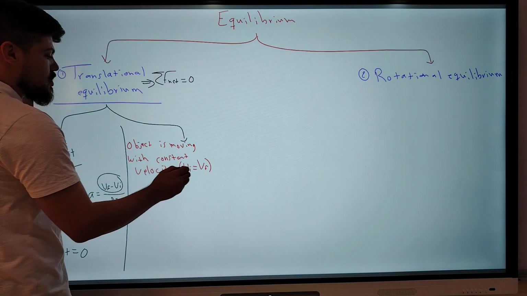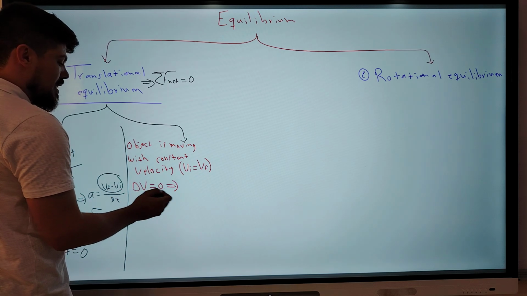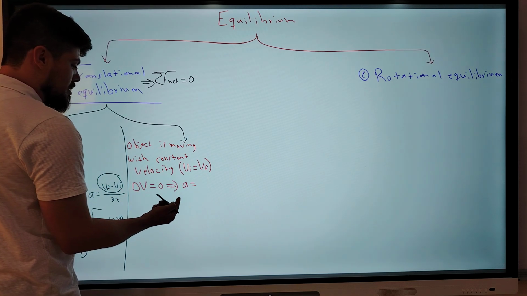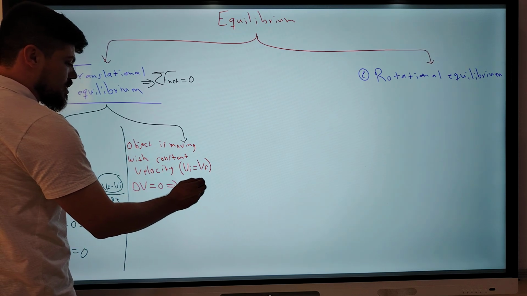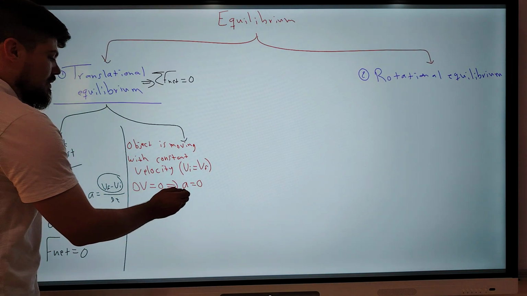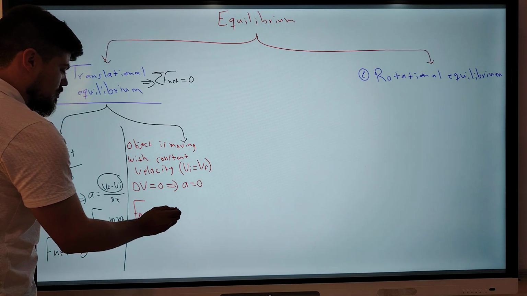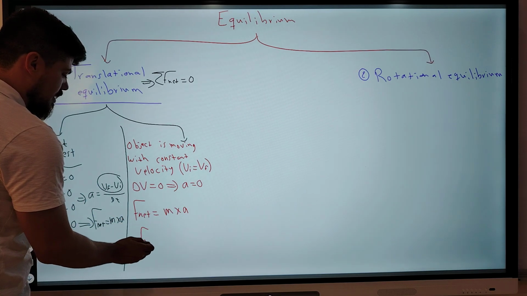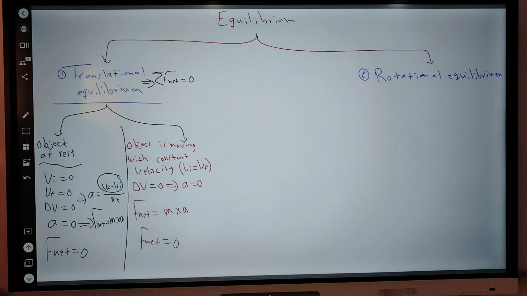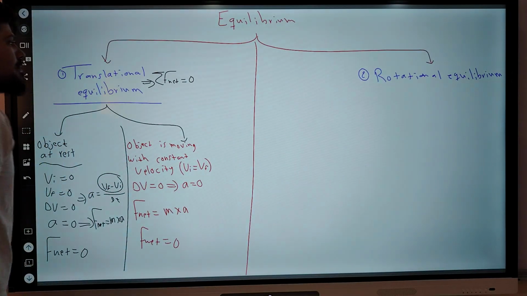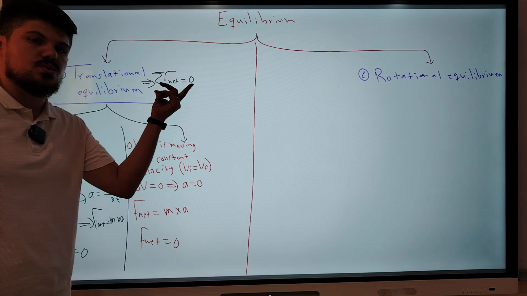In that case, if V initial is equal to V final, delta V is equal to 0. Acceleration depends on the change in velocity. If there is no change in velocity, there is no acceleration. If the acceleration is 0, according to Newton's second law, net force equals mass times acceleration, so the net force is also equal to 0. Finally we can say the object has translational equilibrium if net force equals 0.